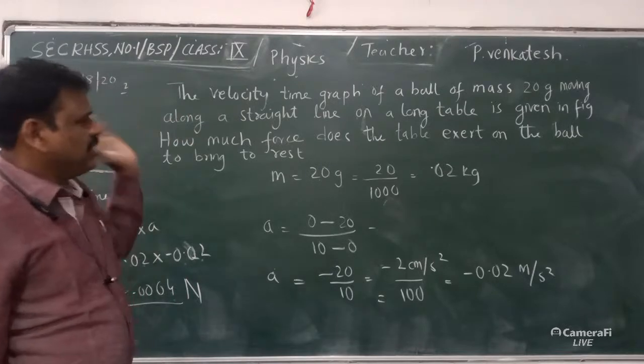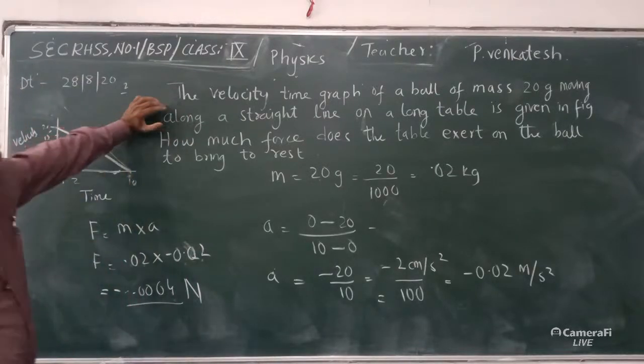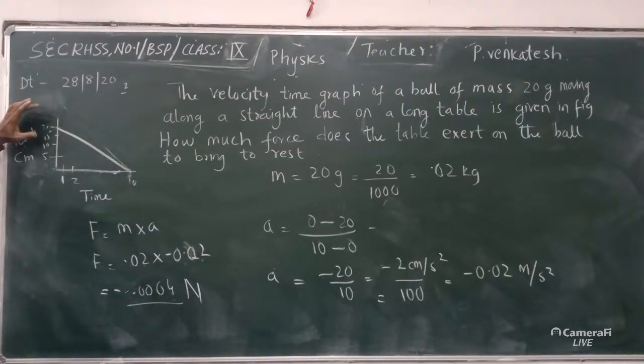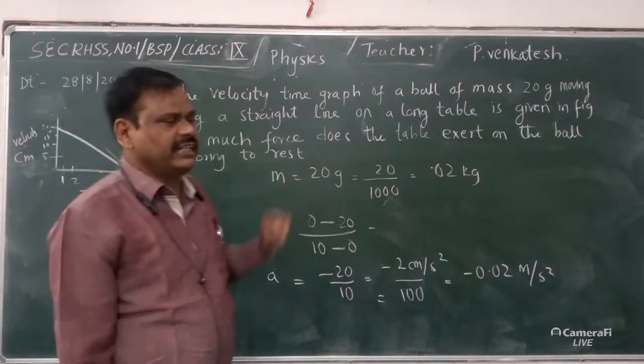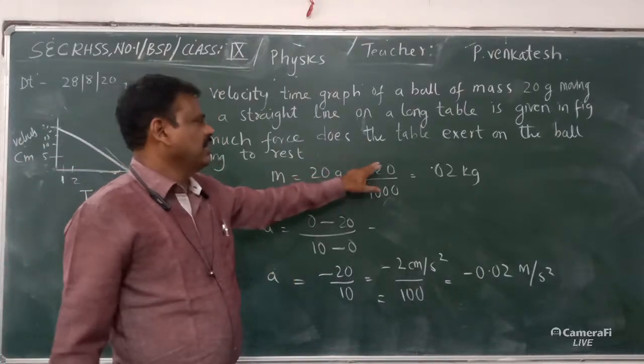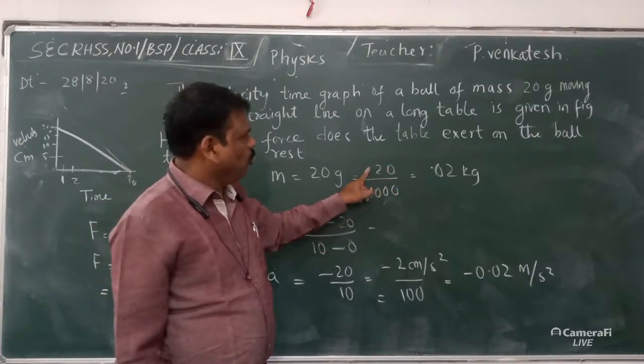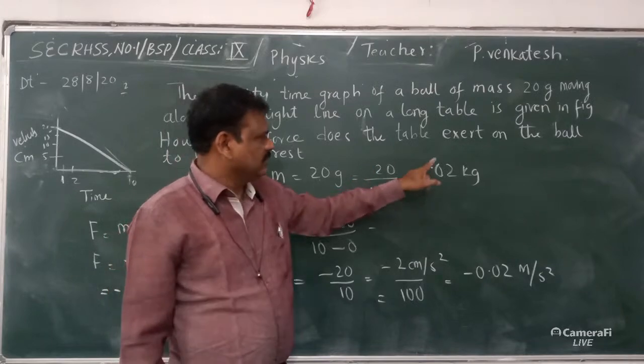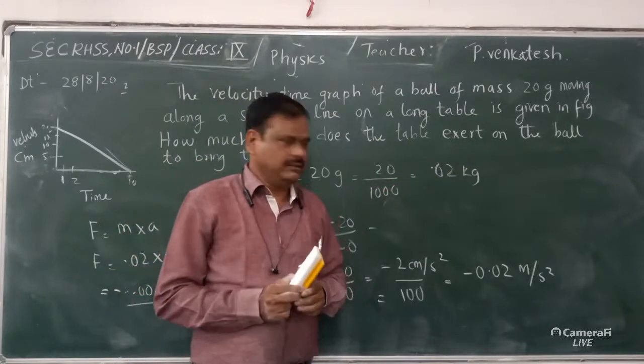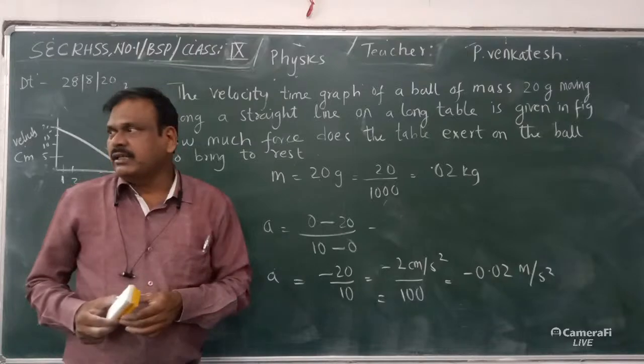Have you understood? Once again I am doing the velocity-time graph of a ball of mass. This is in centimeters, and this is in seconds. How much force does the table exert on the ball to bring it to rest? Now the mass of the ball is given as 20 grams. 20 grams means 20 by 1000, that is 0.02 kg.